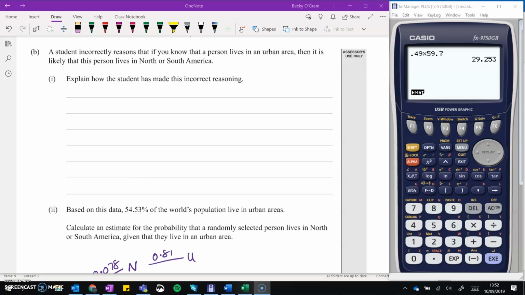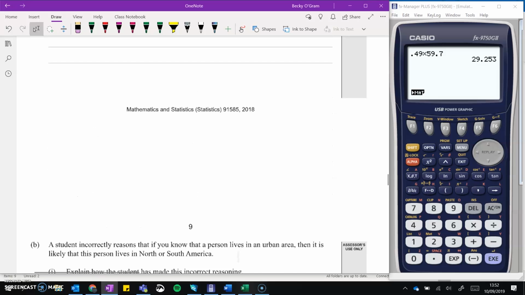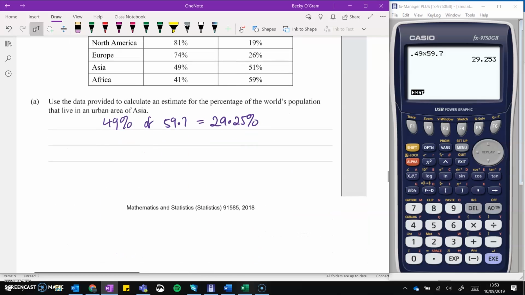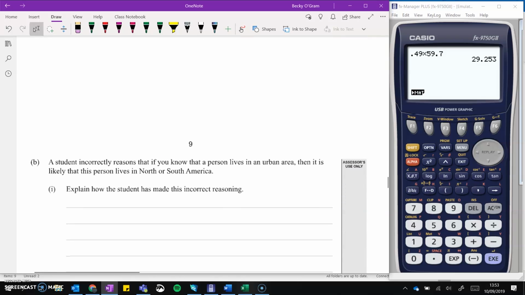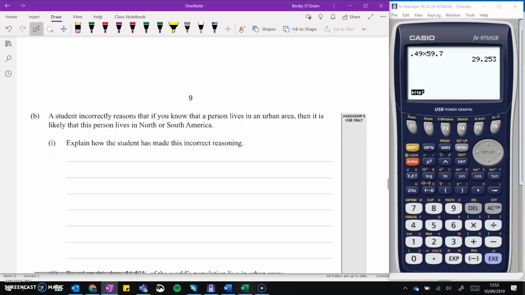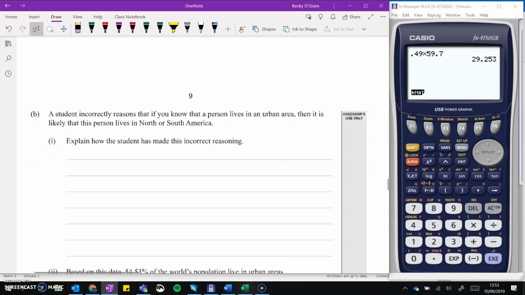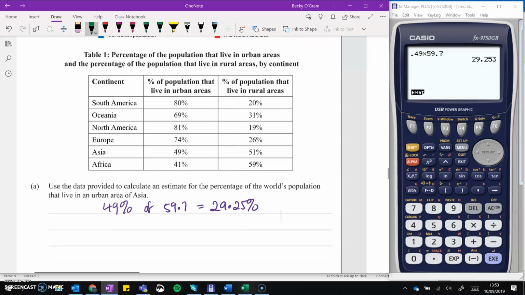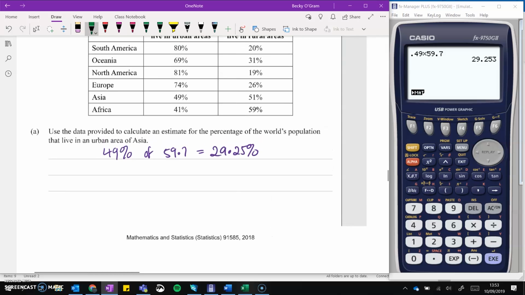The student incorrectly reasons that if you know somebody lives in an urban area, it's likely they live in North or South America. So they've taken a look at this and said, if we know that it's urban, then we've got the highest chances there, 80% and 81%, and therefore that must be where they live. But this is a question about conditional probability, and it doesn't quite work that way. What this is saying is that 80% of South America's population lives in an urban area and 81% of North America's population lives in an urban area. But that doesn't tell us anything about the size of North and South America.